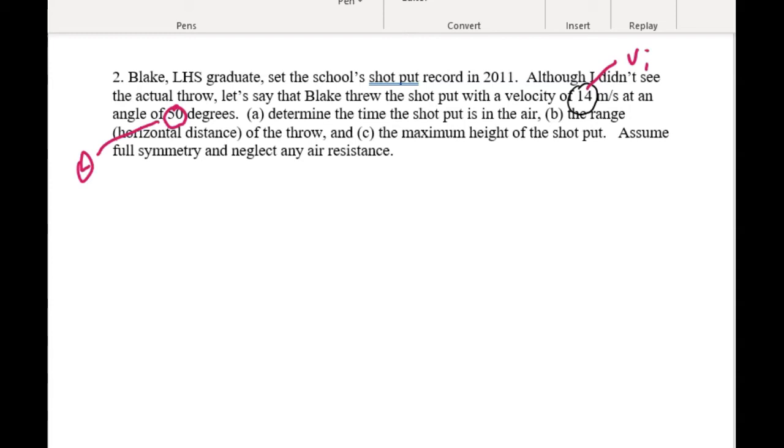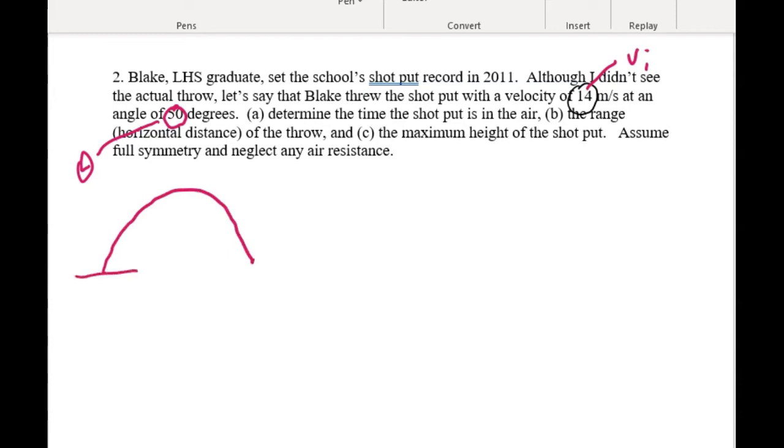We want to determine the time the shot put is in the air, the range or horizontal distance of the throw, and the maximum height. Assume full symmetry, so that's telling us it's type 2. Even though he's probably throwing the shot put from his shoulder or from the top of his chest really, and it hits the ground, that would really be a type 3 trajectory. But we're going to call it a type 2 just so we can work the problem.